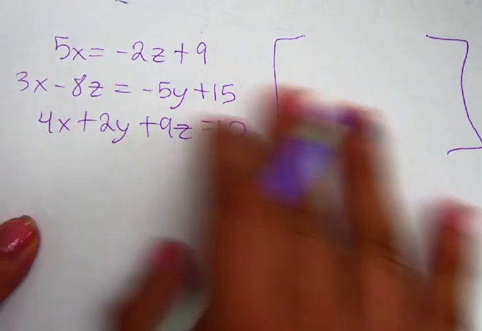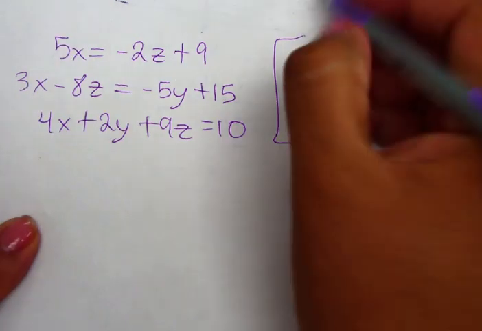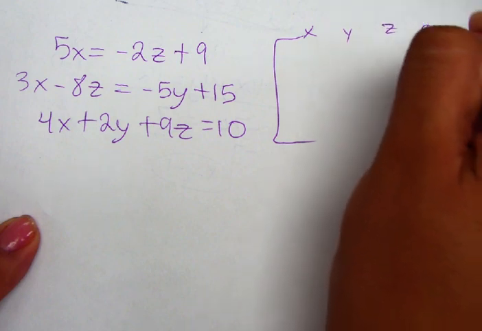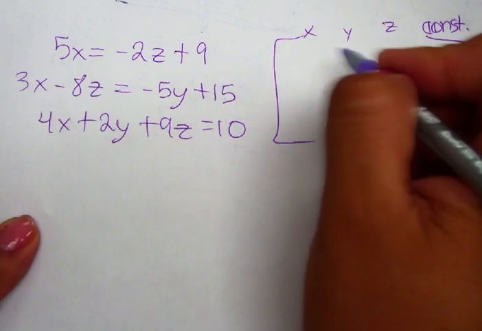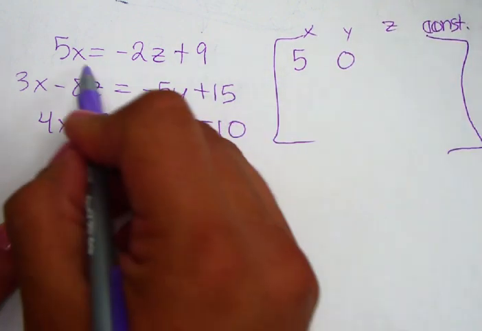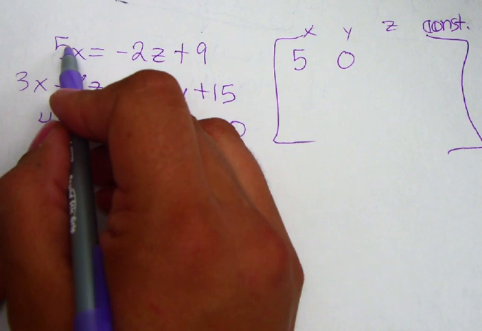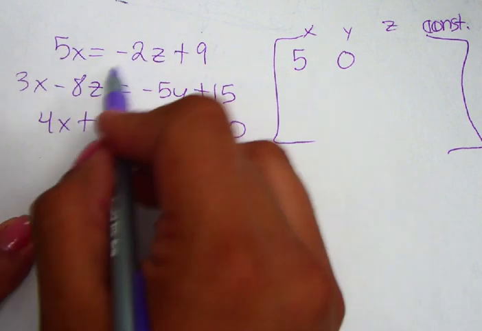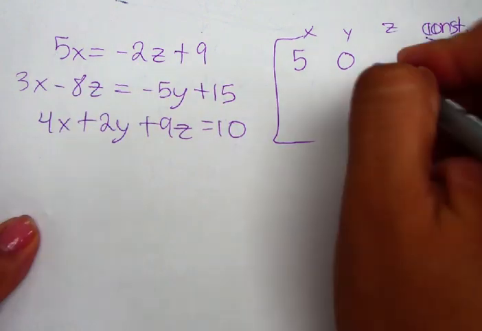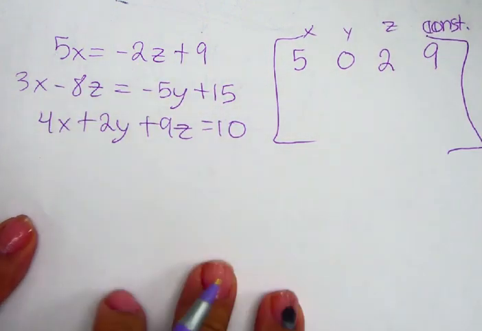Some people can just look at this and know that the z needs to be moved to the left side. So if we write the order of x, y, z and the constant, x is going to go right here. There is no y, so it's a 0. And this negative 2, like I said, doesn't belong on the right side, it belongs on the left side. So if we're going to move it to the left side, that means we're going to eliminate it on the right side by adding 2. So if we add 2, we end up with a positive 2. And then a constant of 9.